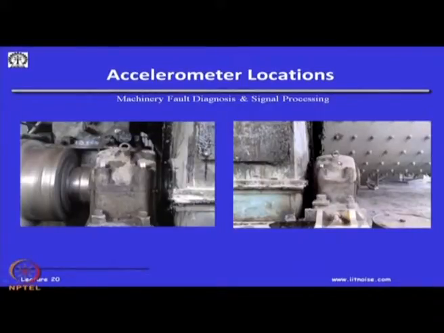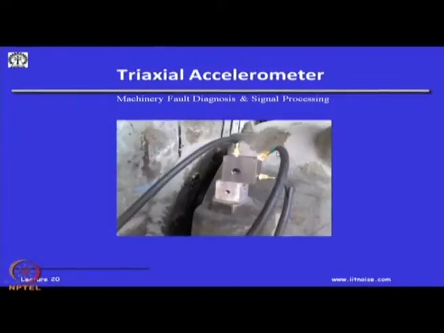And this is the plumber block which is used to house the bull gear. And this is another view wherein we can see the accelerometers. This is a triaxial accelerometer. You will see these 3 cables coming out, wherein we have put this block, and then we can orient this direction to measure the vibrations in the 3 directions. As I was telling you, vibrations in 3 directions is always very important from a diagnostics point of view, whether we want to measure the radial vibrations or the axial vibrations at that particular location.